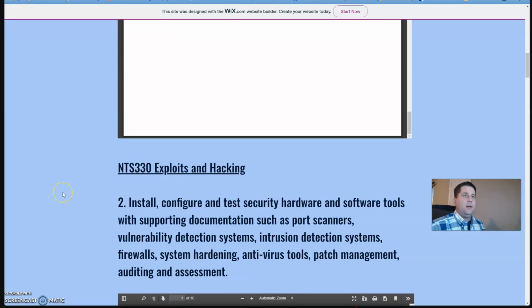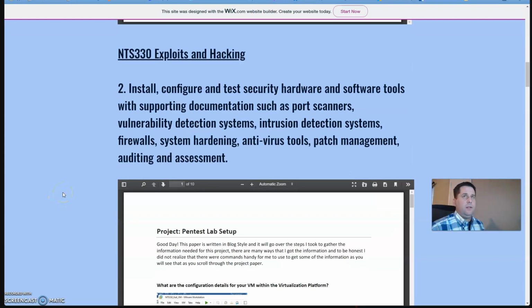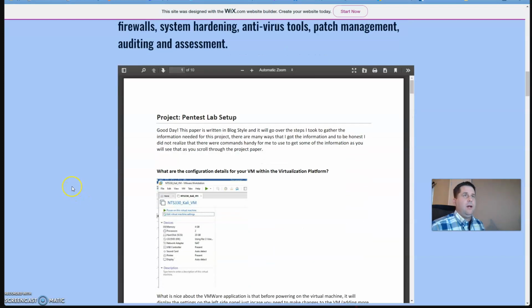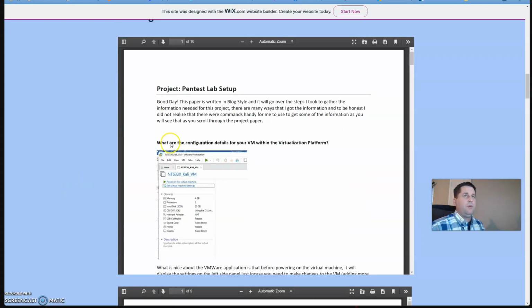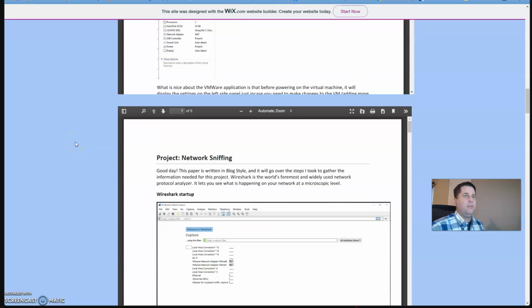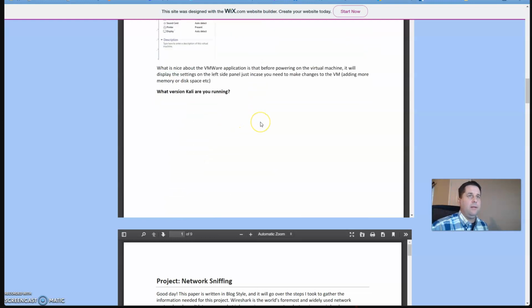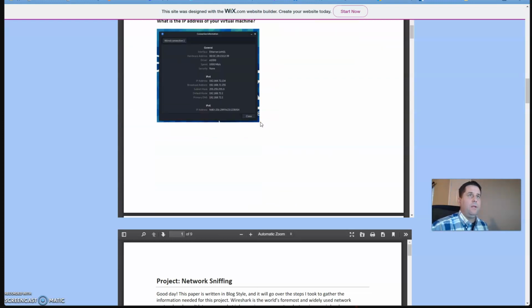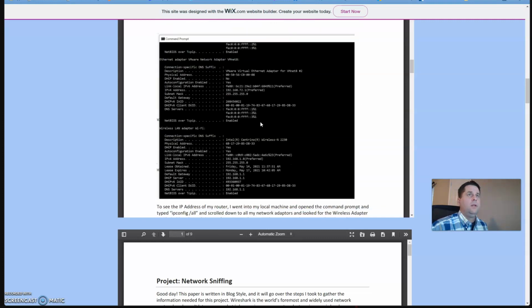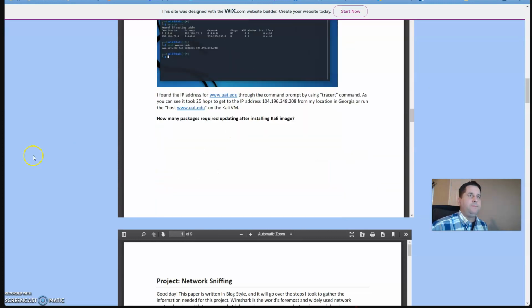So the second objective is the software tools and detection systems, stuff like that. There's a penetration test lab setup, and then there's network sniffing. We used Wireshark, and I used VMware to set up workstations and servers to run these scans and stuff like that. So if you want to read through them, there's pictures on this one as well of what we did.